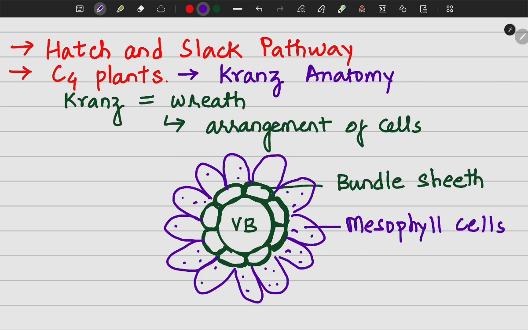Now the number of chloroplasts in the bundle sheath will be larger as compared to the chloroplasts present in these mesophyll cells. So this constitutes the Kranz anatomy of the C4 plants, which basically refers to the special arrangement of bundle sheath and mesophyll cells around the vascular bundles of the leaves of the C4 plants. And this Kranz anatomy is seen in the C4 plants, and the C4 cycle or the Hatch and Slack pathway is specific to this Kranz anatomy. So where and how will this pathway occur, let us try to understand.